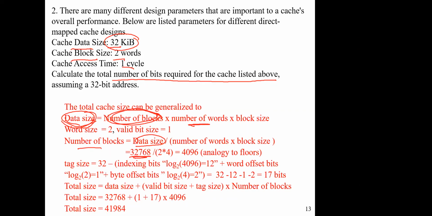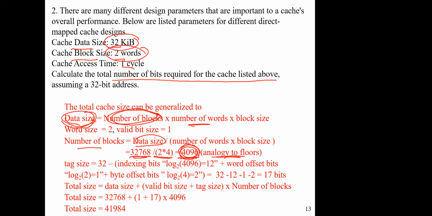32K divided by how many rooms? I do have 2 words, correct? 2 words, each is 4 bytes. So the total number of bytes is 8. So I have to divide the total number of rooms by 8, so I will be able to get how many floors, correct? Because it is byte addressable. By default, it is byte addressable. So the total number of floors, or the total number of blocks, will be 4096. I told you here the analogy to floors, so you can remember. Okay, so now I know that there are 4096 floors.